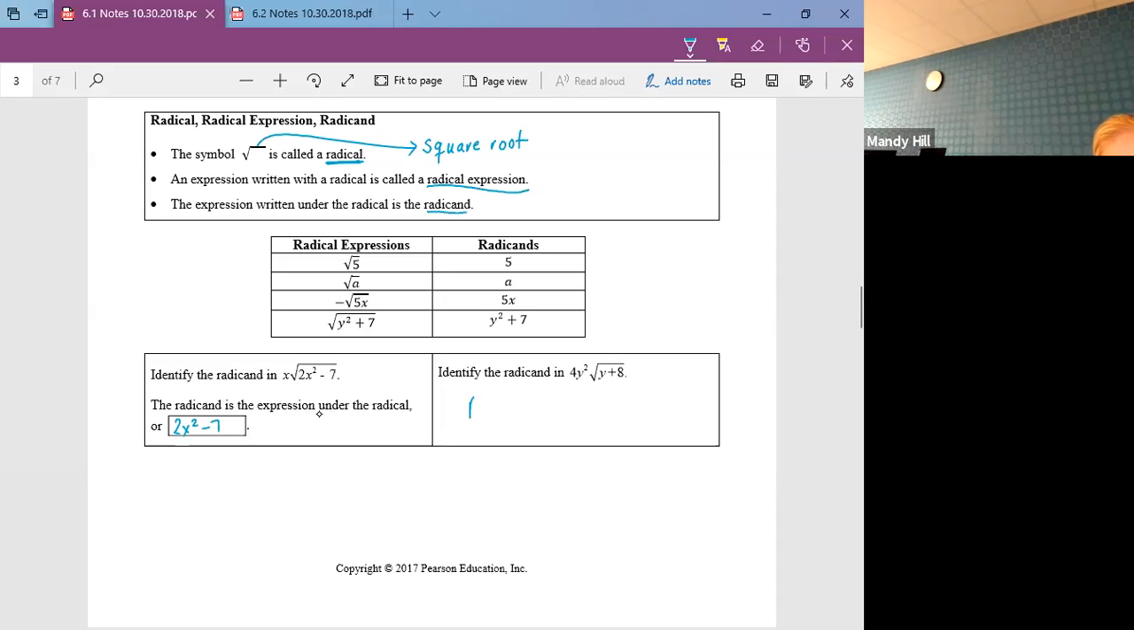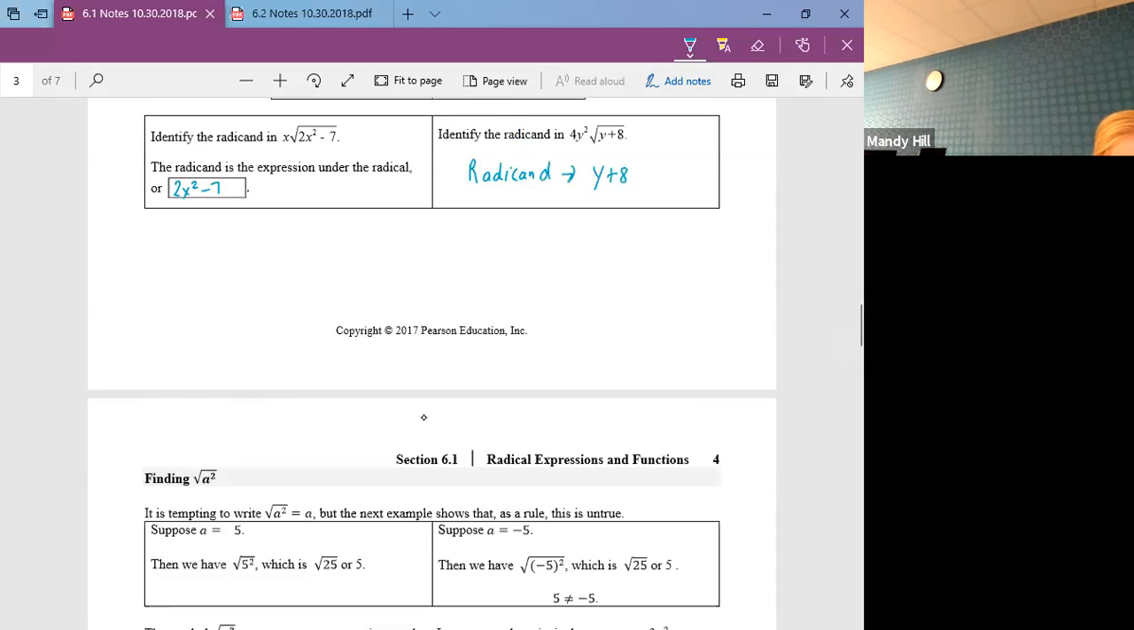Okay, the radicand in this one is what's underneath the square root, so it's just y plus 8. Okay.